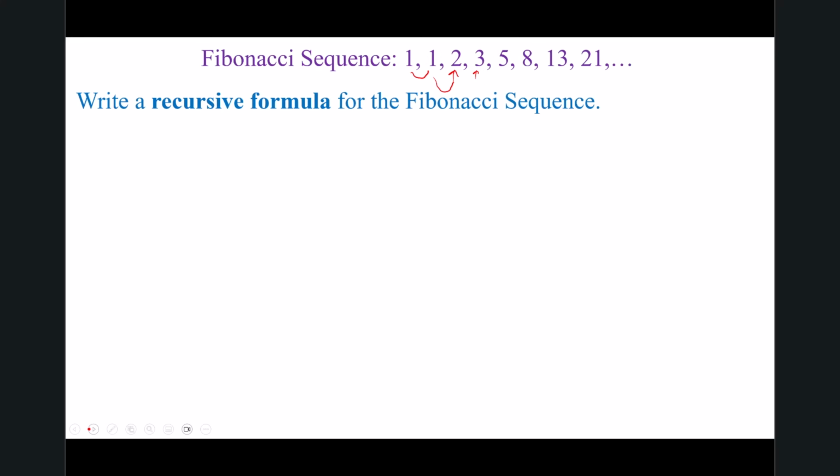So how would I write a recursive formula for the Fibonacci sequence? I'm going to start by defining the first two terms. So a sub 1 equals 1 and a sub 2 equals 1. And once I have two terms, then I can write a formula for adding the two previous terms. So a sub n would be a sub n minus 1 plus a sub n minus 2. So adding the two previous terms. And then I need to specify that in this formula, n will be greater than or equal to 3, because we already have a sub 1, a sub 2, so now we're going to go on to a sub 3.